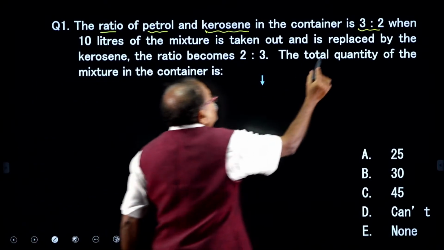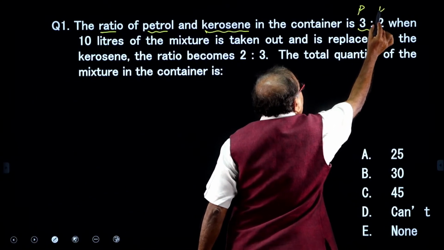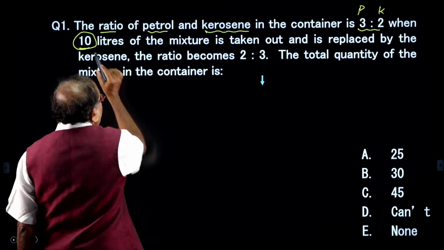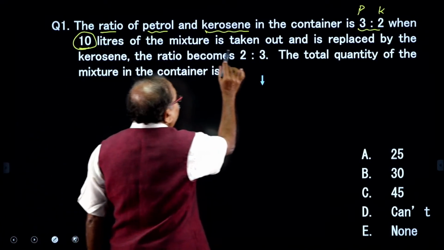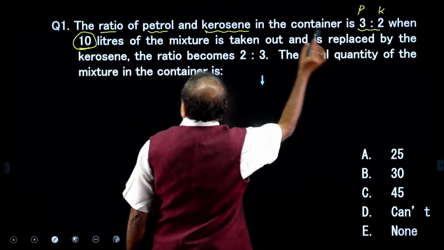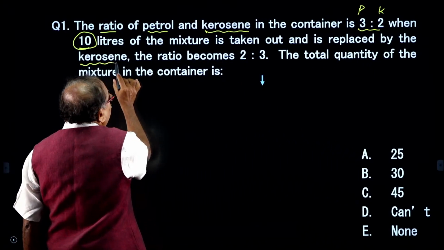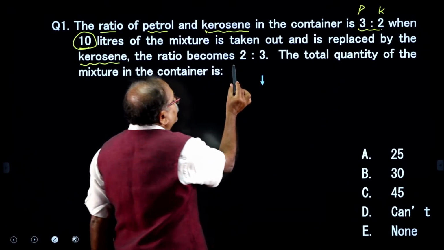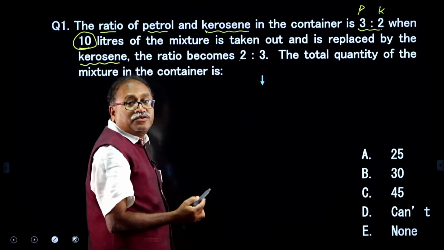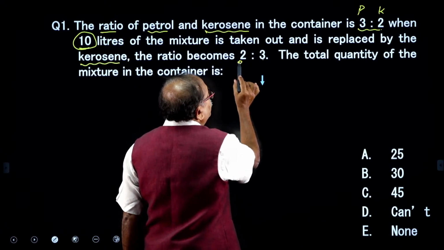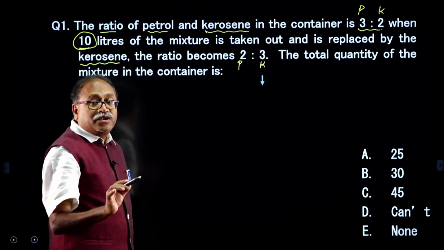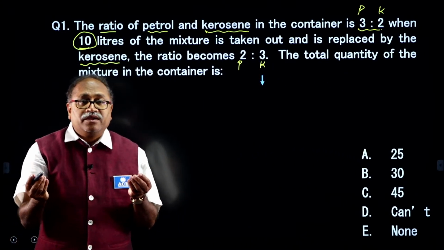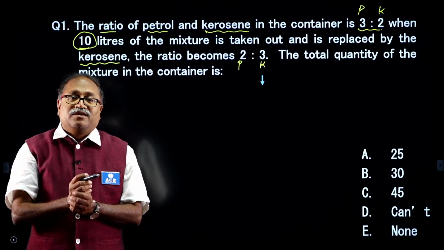So, this is petrol and this is kerosene, it is in this ratio, and when 10 liters, notice this volume, 10 liters of the mixture is taken out and replaced by kerosene, this is what the kerosene you are replacing it, then the ratio becomes 2:3. That means this is petrol and this is kerosene. Then the total quantity of the mixture in the container is, come on.